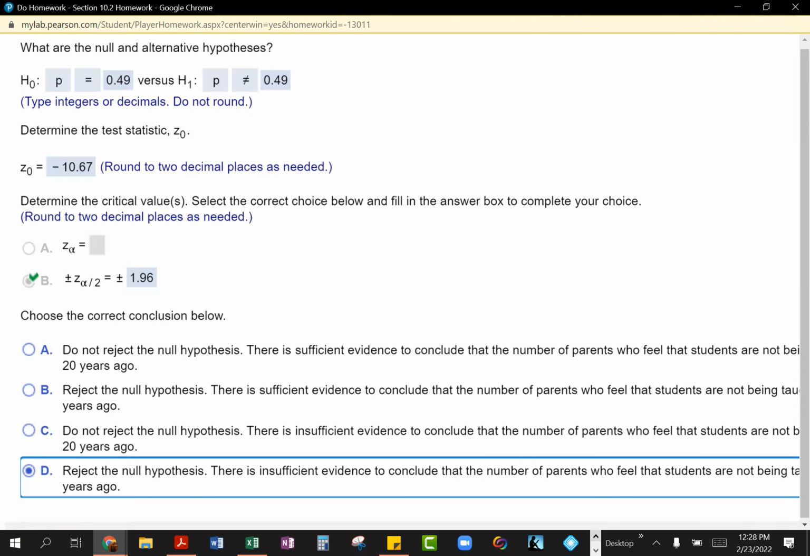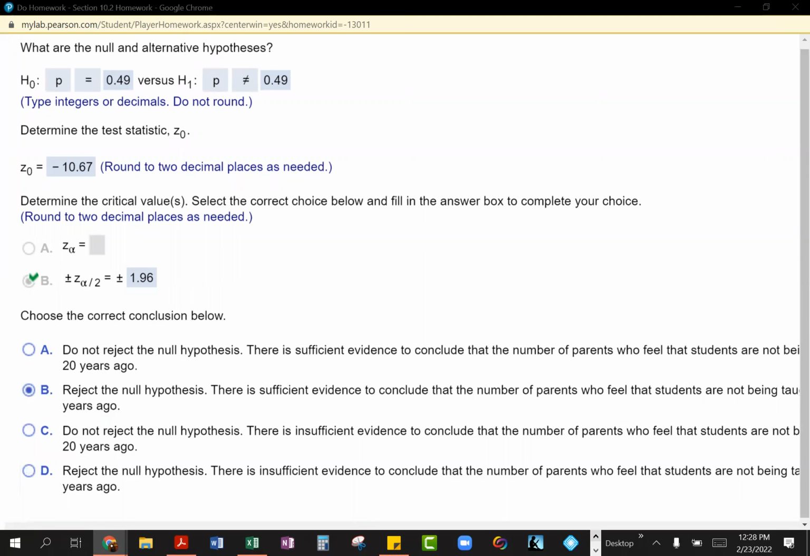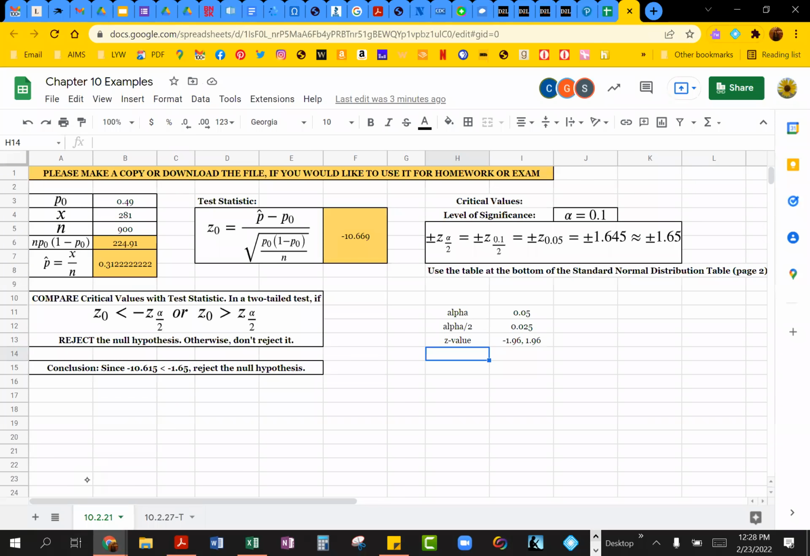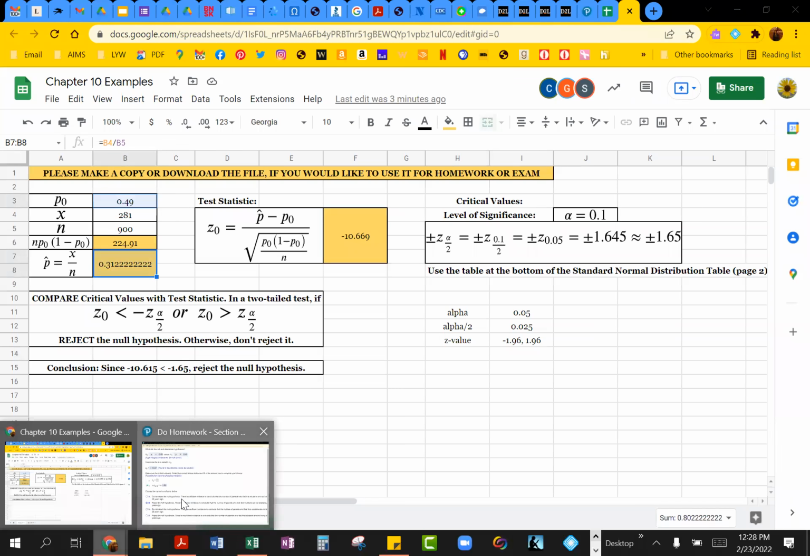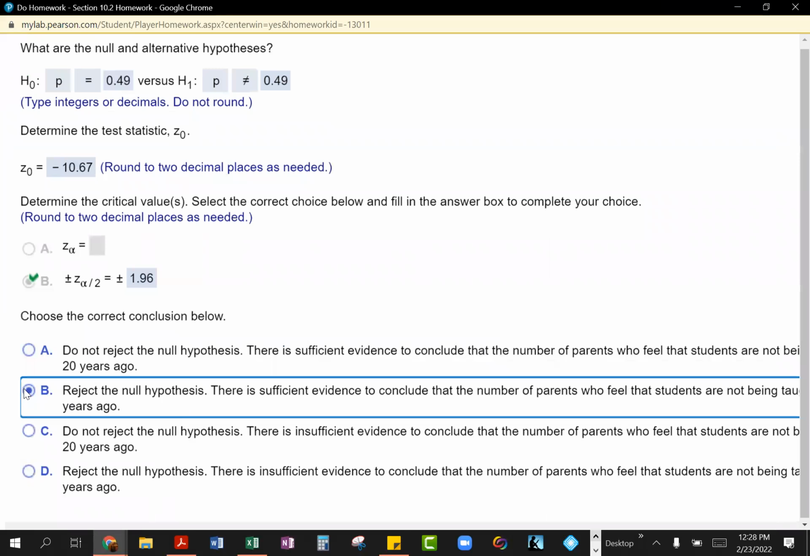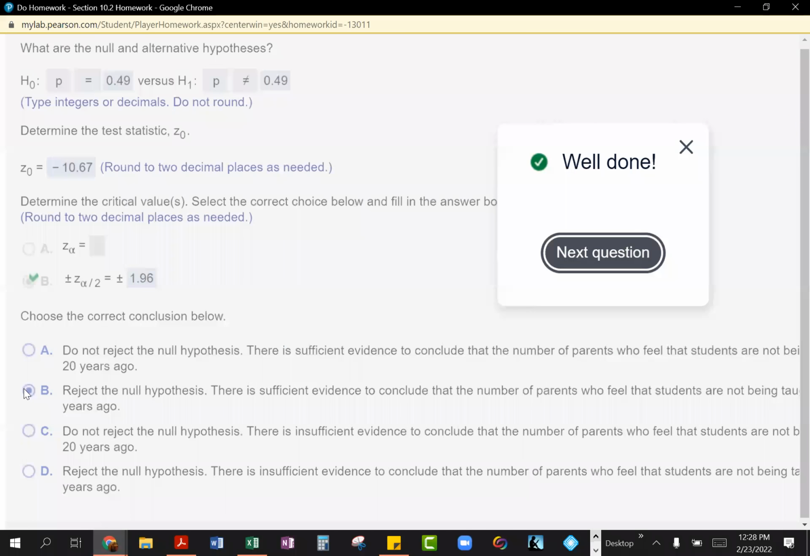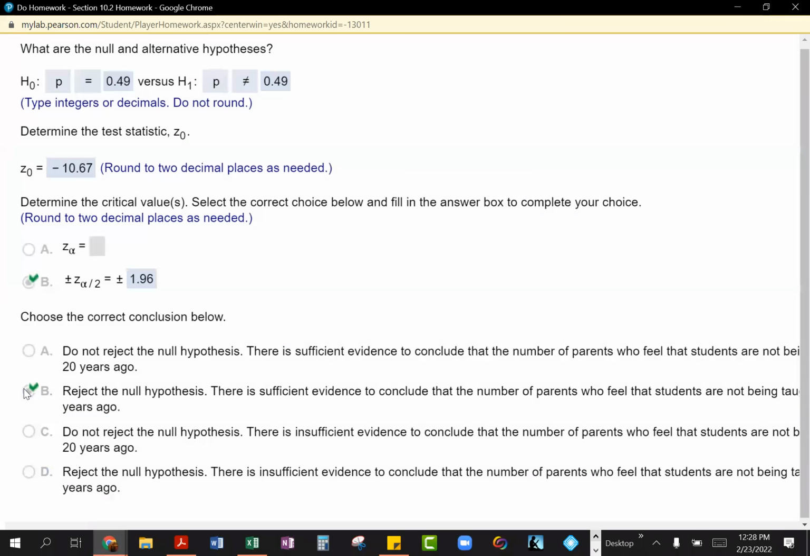B, there is sufficient evidence. Yeah, and look at the numbers right over here with your P naught and the P hat. I mean, that is a significant difference, right? From 49%, you're basically at 31%. So we can say, yes, there is sufficient evidence that parents are feeling differently from 20 years ago to now.